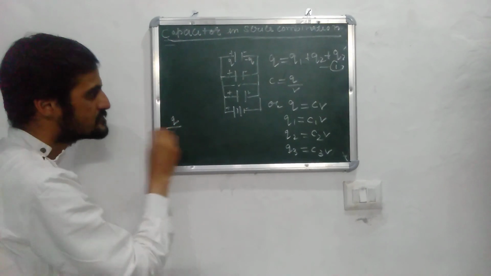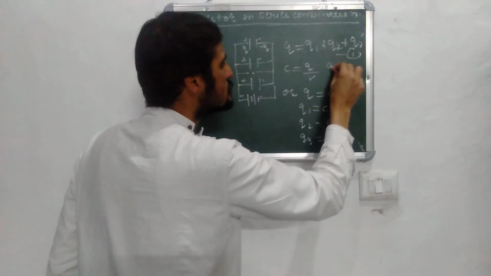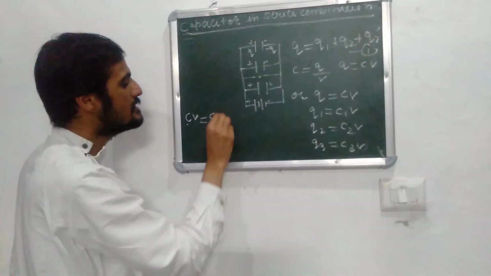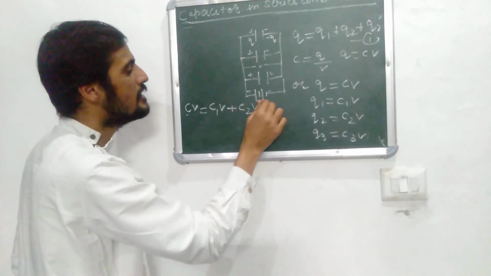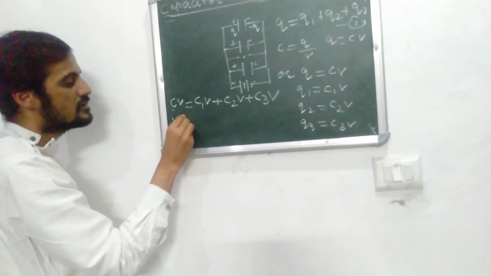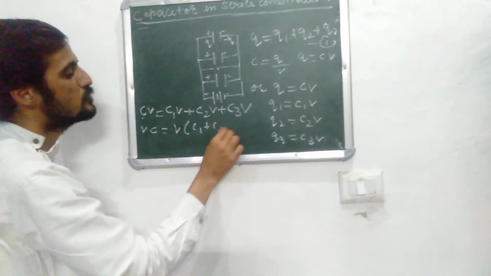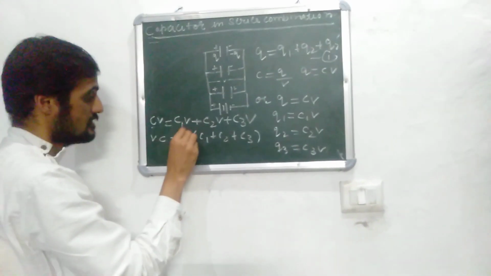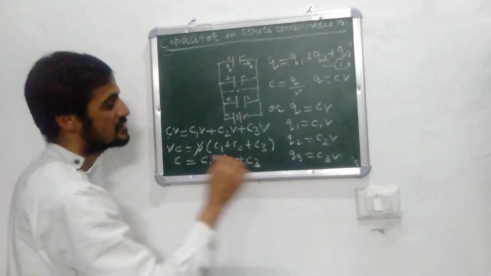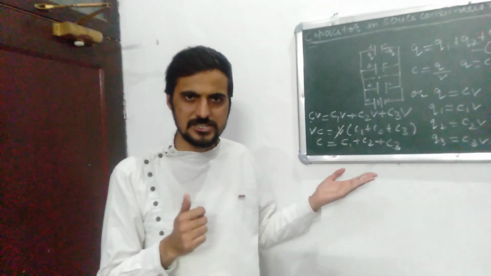Substituting these values in equation number 1, we get Q is equal to CV. Now CV is equal to C1V plus C2V plus C3V. From this equation we take V common: C is equal to C1 plus C2 plus C3. This is the combination when the capacitors are connected in parallel.